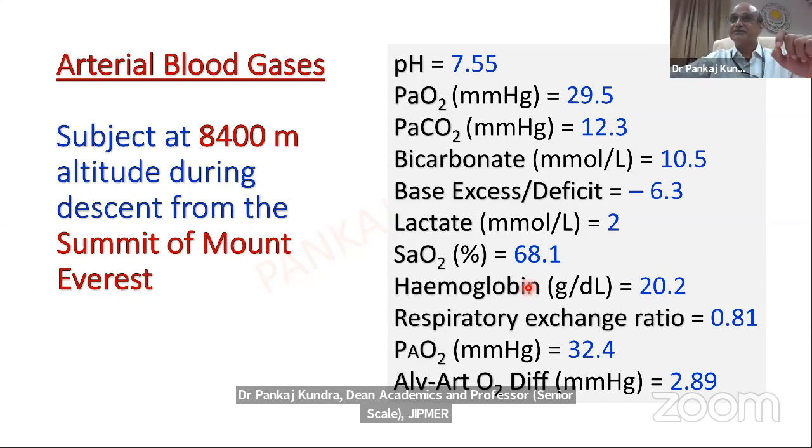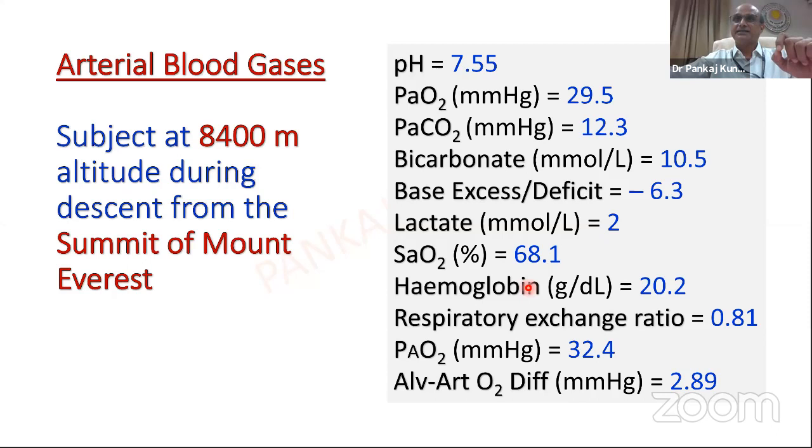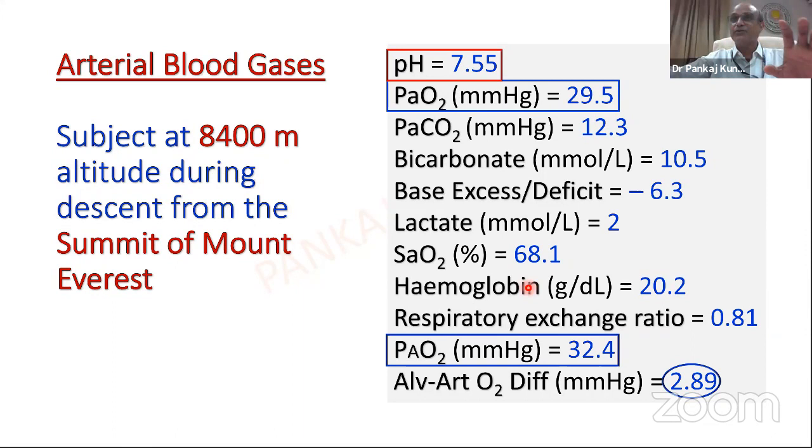Now, if you take an arterial blood gas of a person at the summit of Mount Everest, who is acclimatized, just remember this word, acclimatized, what happens? The pH is alkalotic. Look at the PCO2. It is much below normal. But what is startling is the PaO2 is just 29.5 millimeters, and the alveolar oxygen tension is 32.4. If you have a person with 29 or 30 millimeters of PaO2, you will just be wondering whether they are alive.